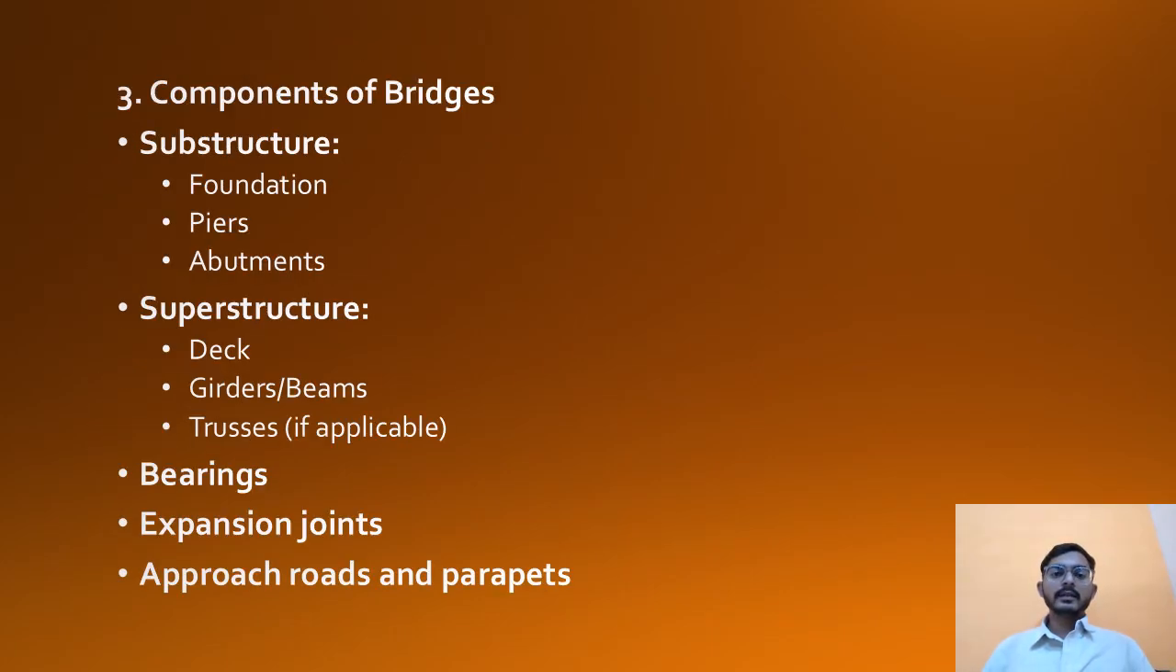So let us now discuss the components of bridges. The substructures of the bridges are foundations, piers, and abutments, and the superstructures are deck, girders, or we can call them beams, then trusses if they are steel bridges, then bearings, expansion joints, and approach roads and parapets.